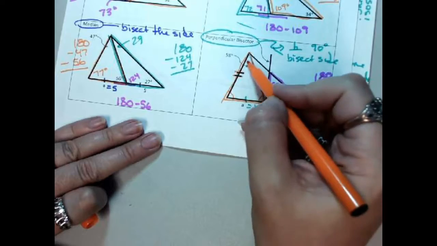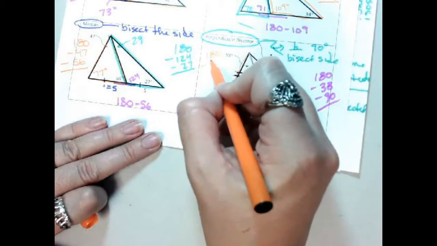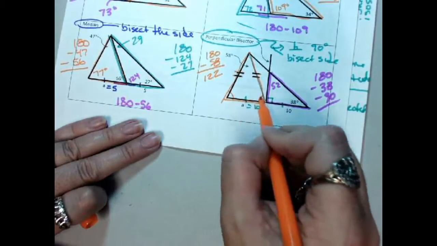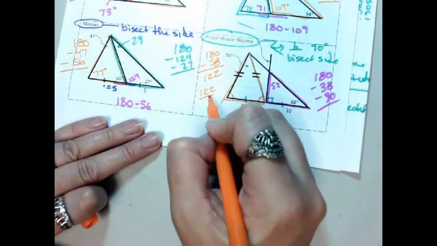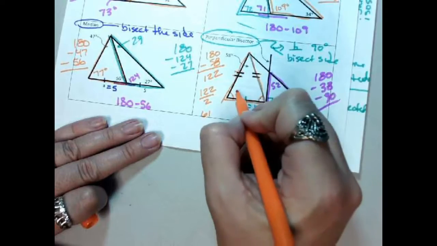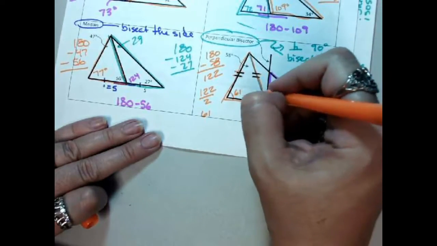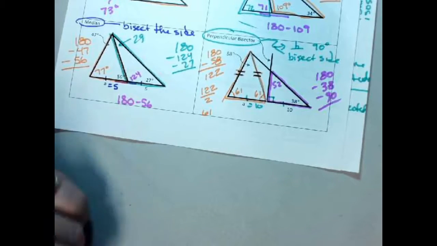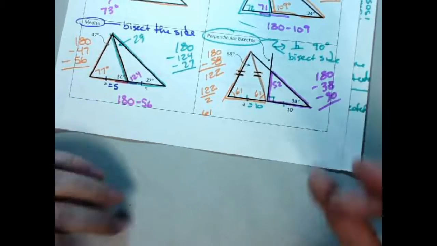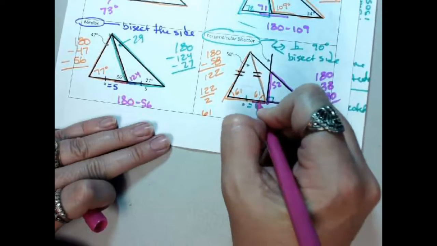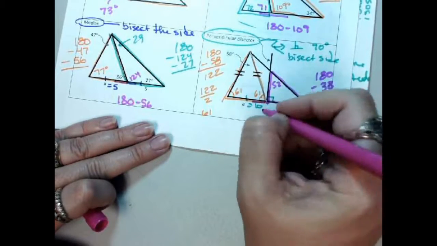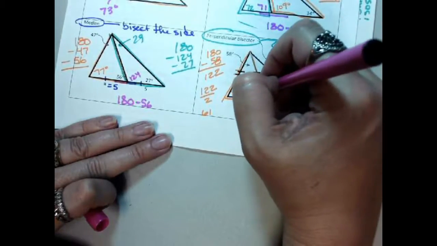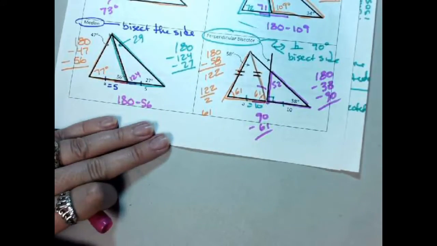So I can do 180 minus 58, and I get 122. But I know these are equal, so I can just take 122 and divide by 2, and I get 61. So this one's 61, and this one's 61. Now I can say, well, this right here is also a 90 degree angle. So if I do 90 minus 61, I get this one right here is 29.